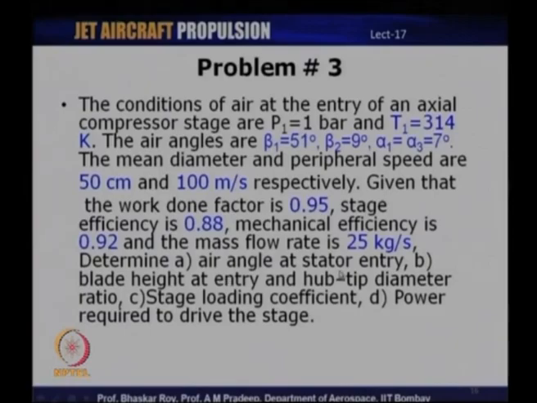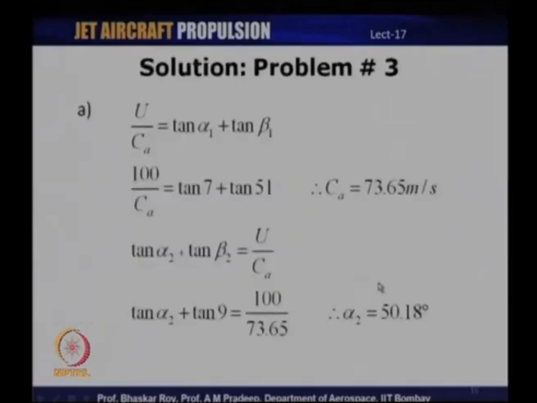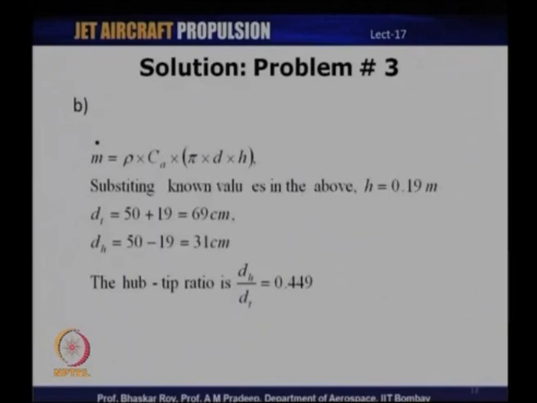Now, the second part of the question is to find out the blade height at the entry and also the hub to tip diameter ratio. To find out the blade height, we already know the mass flow rate, which is given as 25 kg per second. Axial velocity is known, the inlet pressure and temperature are known. Therefore, we can find out the density. Mean diameter is known, and therefore, rho times C_A into the annular area, that is pi into D into h, is the mass flow rate. So, if we substitute for mass flow rate, the density, axial velocity and the mean diameter, we can calculate the blade height, which is 0.19 meters.